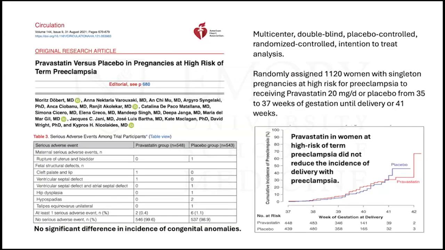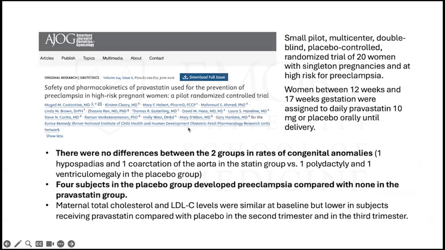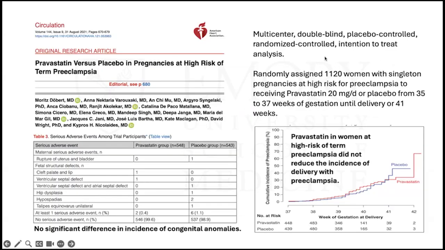Oh, and then moving on, we also had a larger randomized controlled trial that came out, and this one was published in Circulation in 2021. So this looked at pravastatin versus placebo in pregnancy and high risk of term preeclampsia. And this was basically a continuum of this small pilot study, and this cardiology study was, again, a multi-center, double-blind, placebo-controlled, randomized control with an intention to treat analysis.